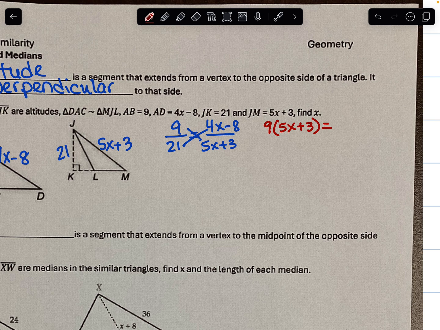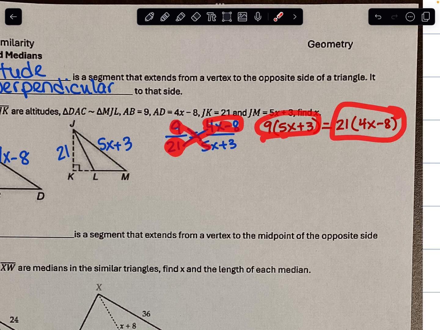True. Y'all are getting ahead of me. 9 parentheses 5x plus 3. Well, we already wrote that one down. It equals 21 times what? 21 times 4x minus 8. There we go. 21 from right here, right? 21 gets multiplied by the top, that's 4x minus 8, which we wrote here. 9 gets multiplied by the bottom, which we wrote first.